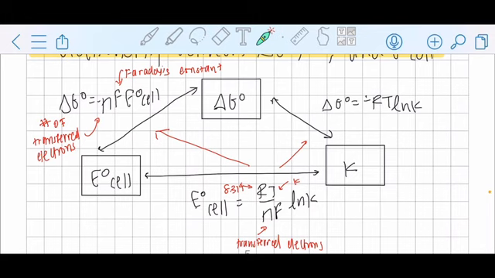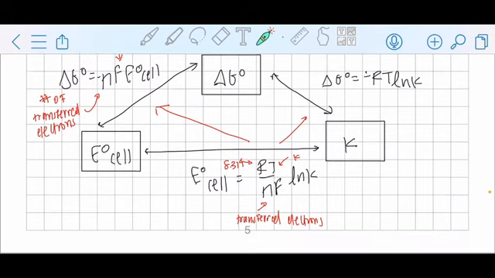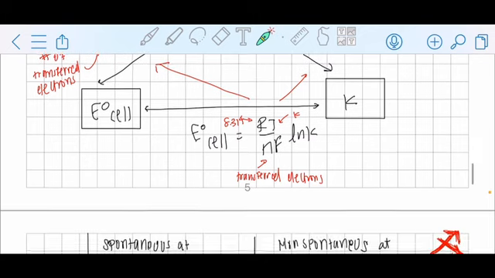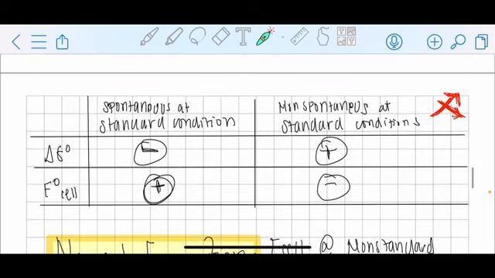It is 96,500. And going from E cell to K, the equation is E cell is equal to RT over NF ln K. Again, N is the number of transferred electrons, R is 8.314, and T is in kelvins. For spontaneous reactions, we already know that the free energy should be negative, but the E cell, in contrast, is positive, and for non-spontaneous reactions, the G value should be positive and the E cell is negative.